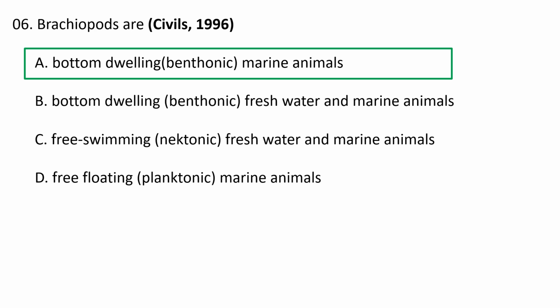So brachiopods are exclusively marine bivalved animals. Brachiopods live exclusively on the seafloor. They are therefore called benthic animals. Most brachiopods live on the shallow continental shelf. So brachiopods are bottom dwelling marine animals. A is the correct answer.